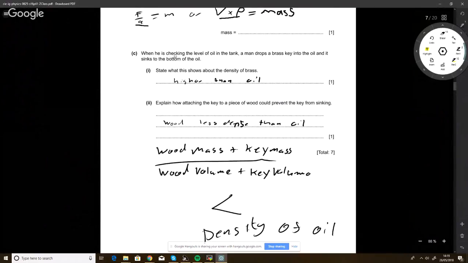When he is checking the level of the oil tank, a man drops a brass key into the oil, and it sinks to the bottom of the oil. State what this shows about the density of the brass. Well, the density of the brass is higher than that of the oil because the buoyancy force is not enough to hold it up.